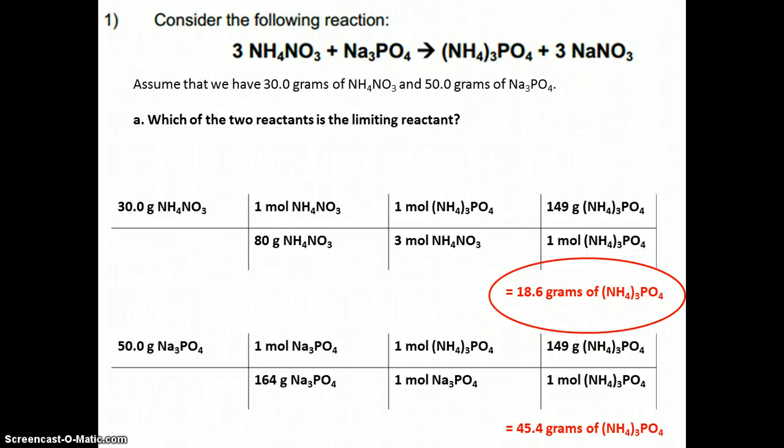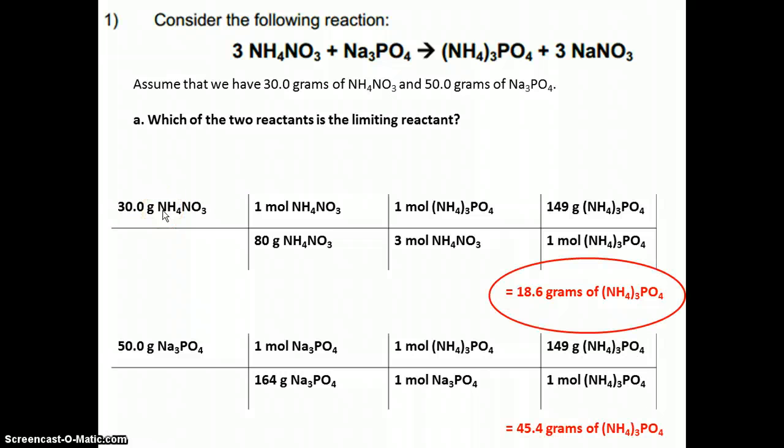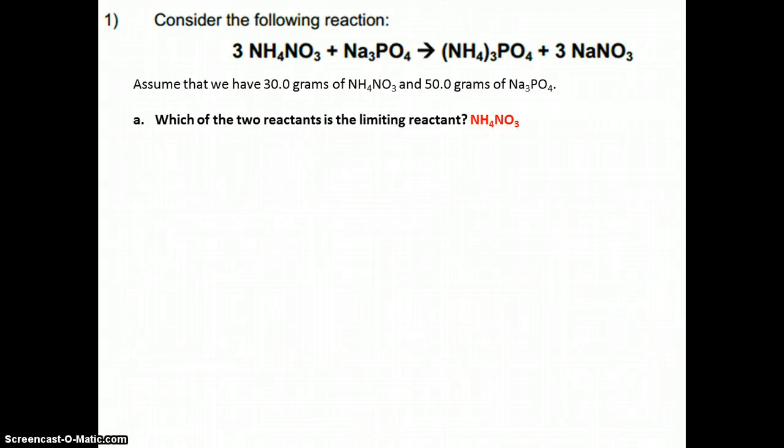Big warning. It is not always the reactant that has the least amount here that's going to be the limiting reactant. That will not always be true. Do not fall for that trap. You'll have to go through the entire stoichiometry problem. Alright, so cool, we answered our question, which of the two reactants is the limiting reactant?